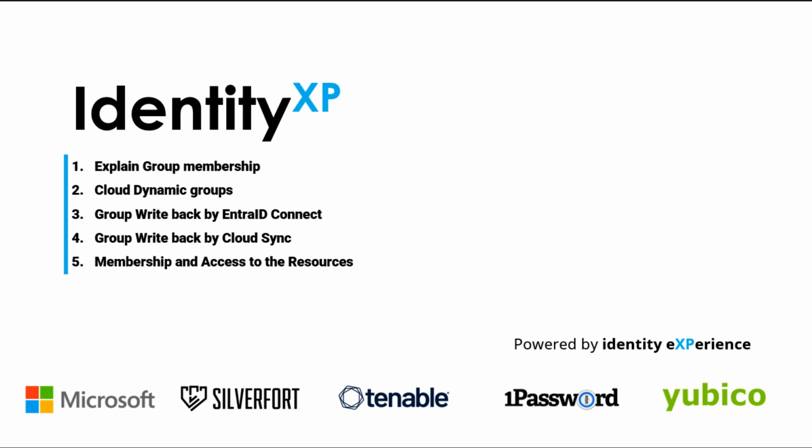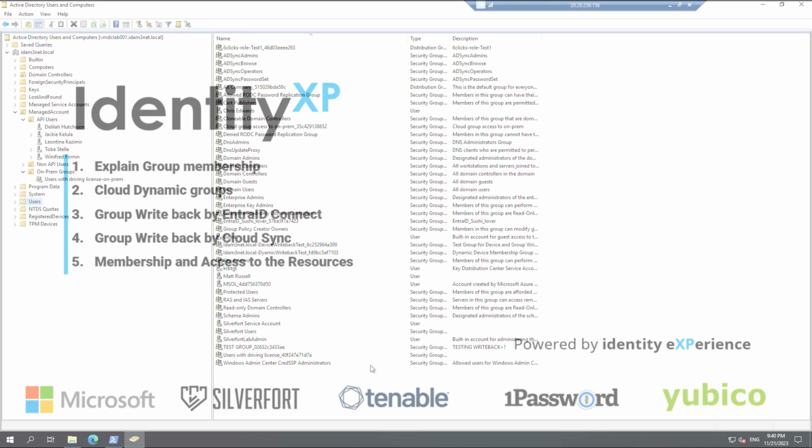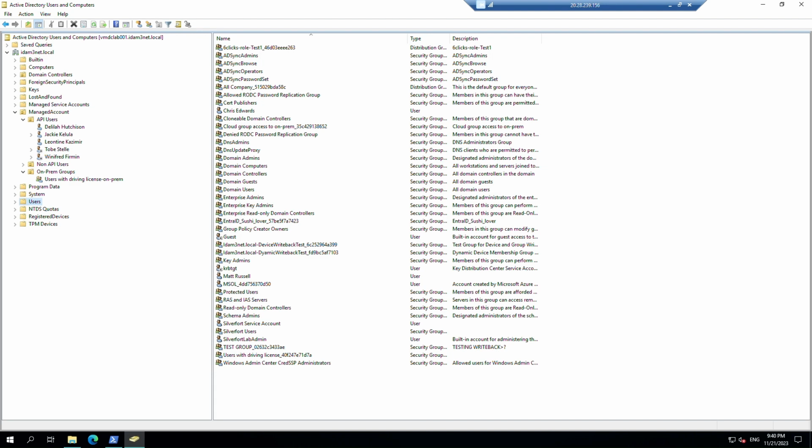In this video we are going to show how to enable group writeback from EntraID to on-prem, and I will show you CloudSync as well. But CloudSync is still in preview, so at least you will get some idea about group sync, and once Microsoft releases the full version you can enable it to sync EntraID groups to on-prem. To do this, let's first check our EntraID.